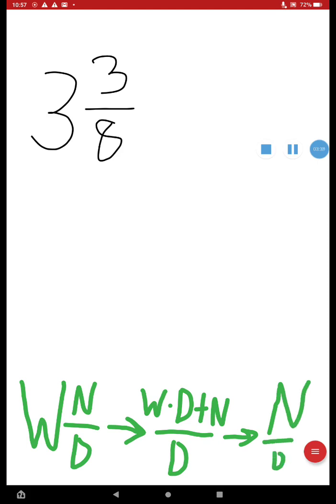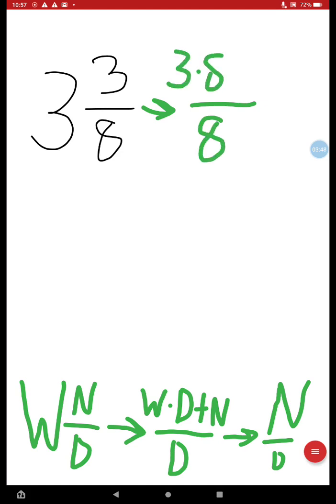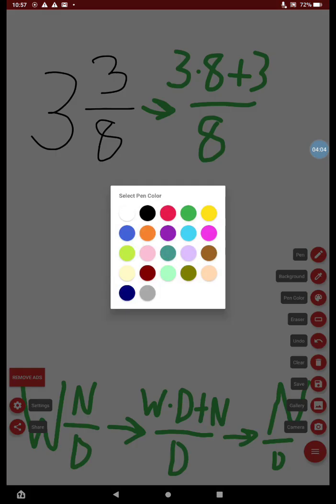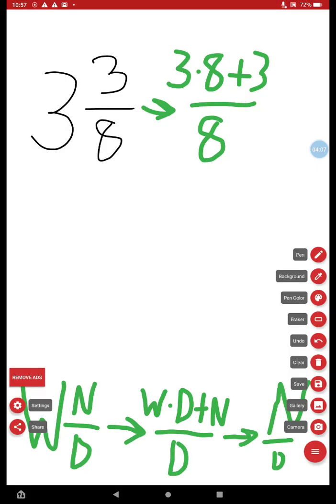Alright, so let's do that up here. 8 stays on the bottom, but now the top is 3 times 8 plus 3, okay? What's 3 times 8? Very good. 3 times 8 is 24. What's 24 plus 3? Very good. That's going to get you 27. Okay? So now, this gets written as 27 over 8.